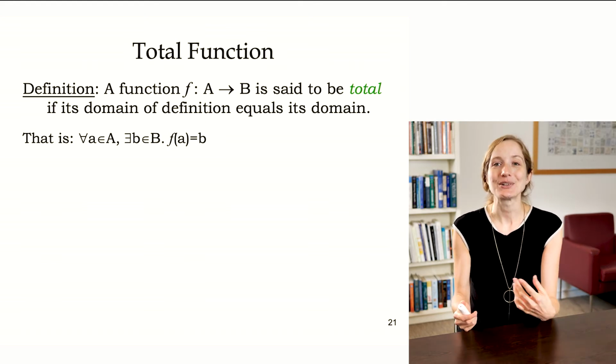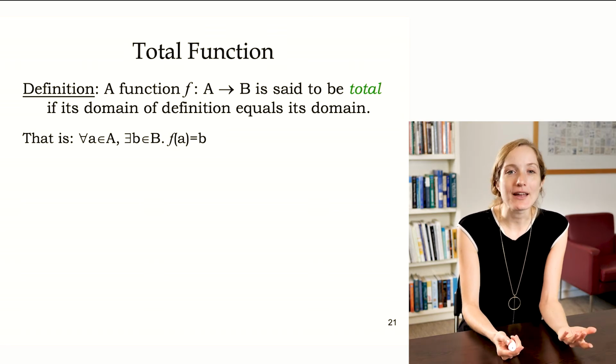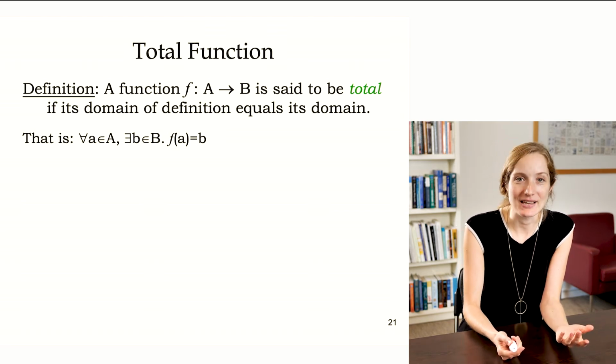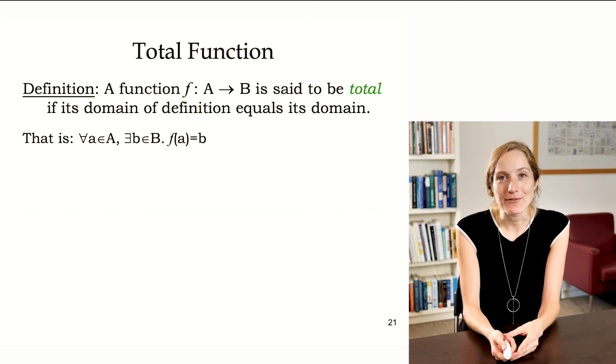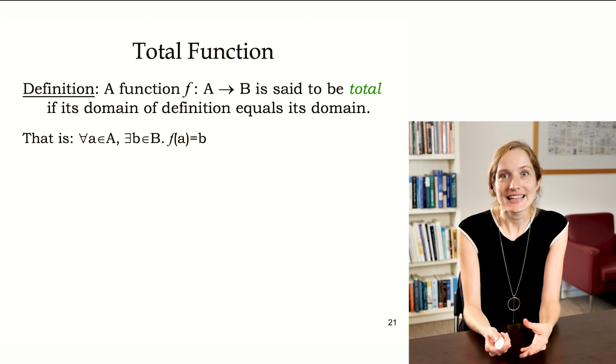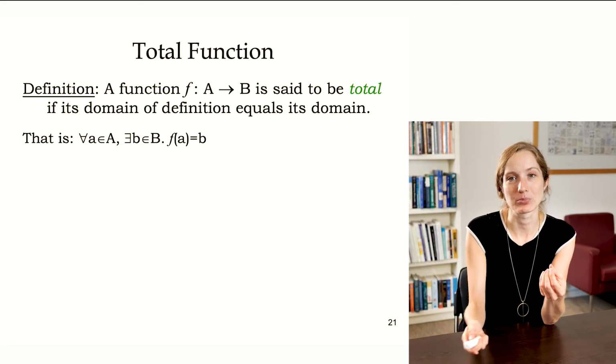Here in formal notation, this is equivalent to saying that for every A in big A, there exists a B in big B such that f of A is equal to B. That is, for every input, there exists some output for that input.